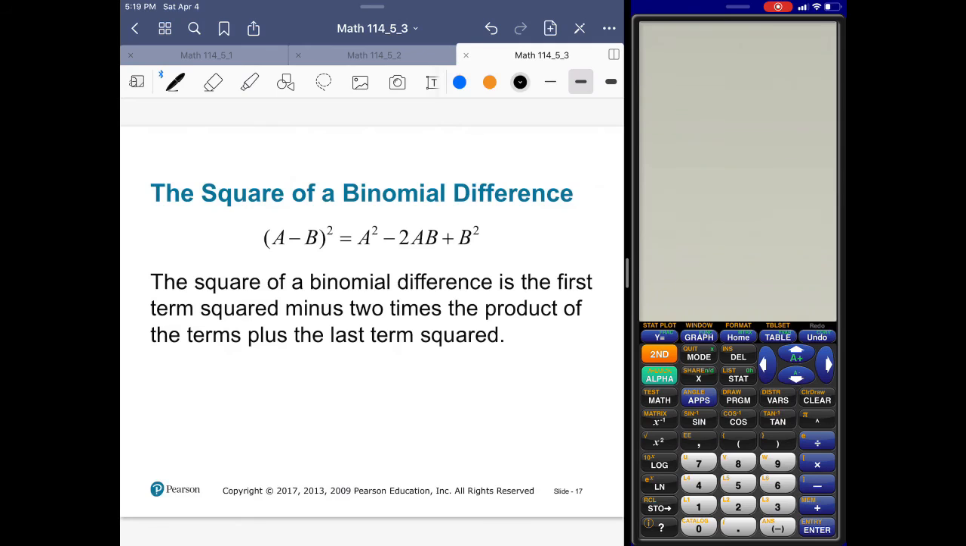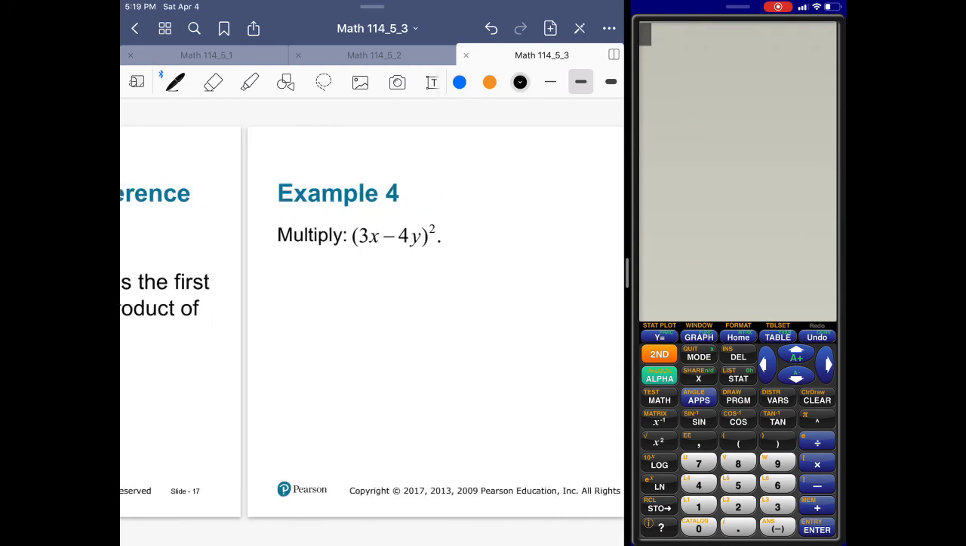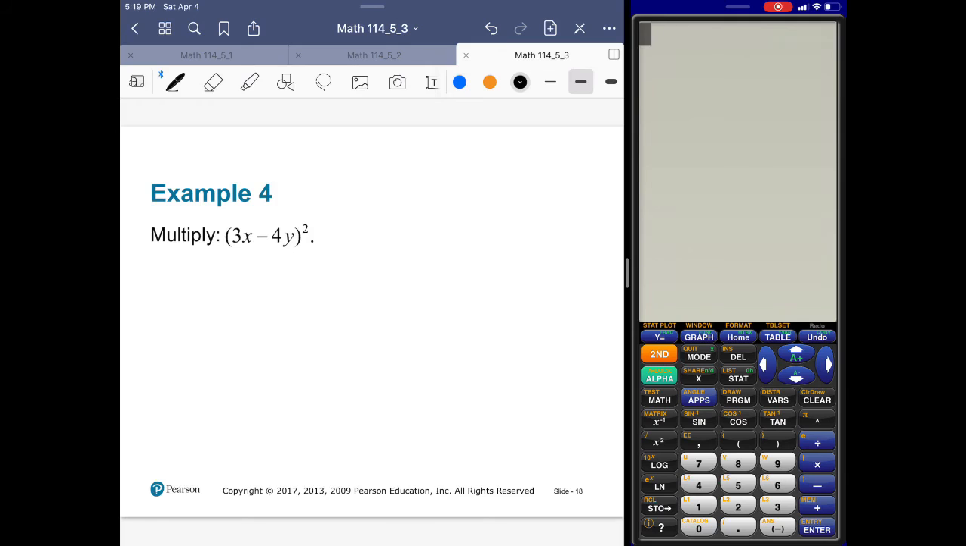Find the square of a binomial difference. This is the same thing. They got the formula the same way we did before, just by distributing. This states the square of a binomial difference is the first term squared minus 2 times the product of the terms plus the last term squared. So let's put this into use.